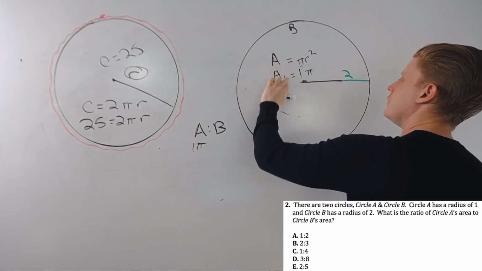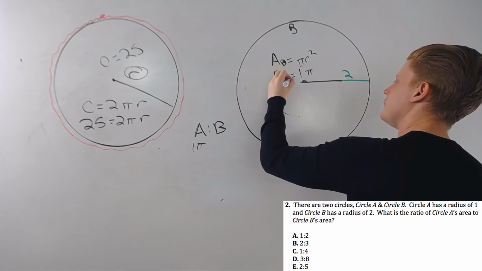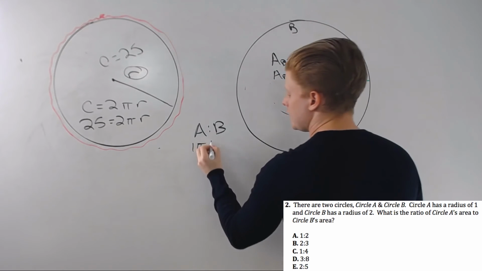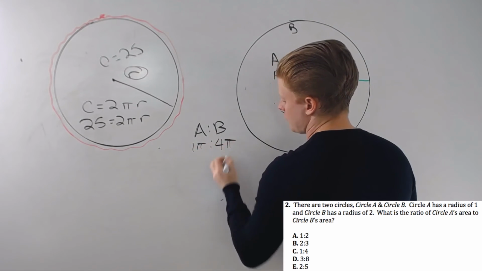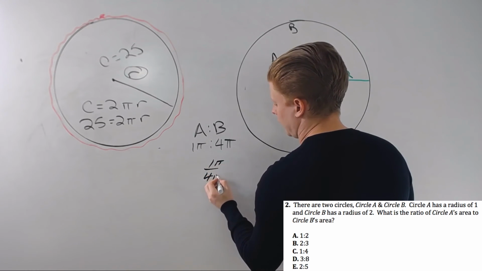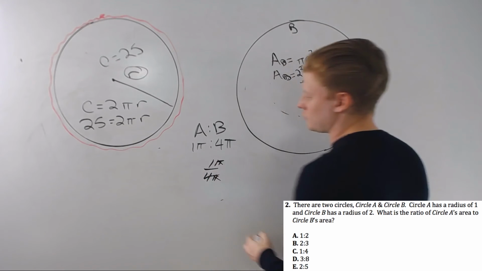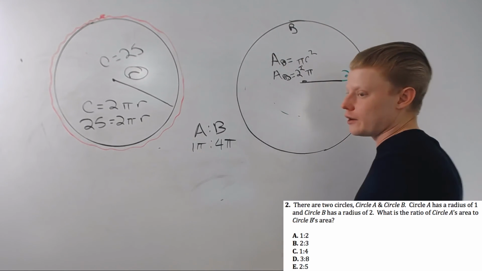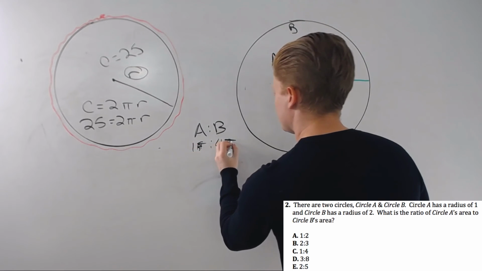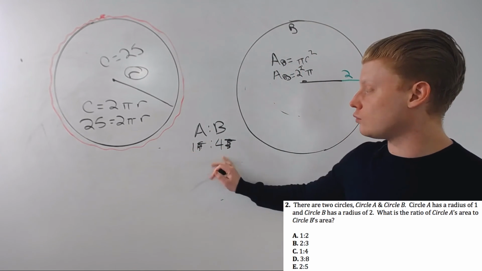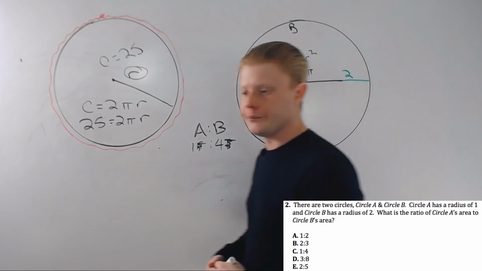Area of B, still pi r squared, right? But now I have 2 squared times pi. So B is 4 pi. Remember, ratios are fractions, so I can say this is 1 pi over 4 pi. I can cancel my pi's if I want. It's just one way to think about it, but I can cancel them because we're just simplifying, right? Both have pi as a factor. All right, so the ratio of A to B is 1 to 4. That's all you need to know.